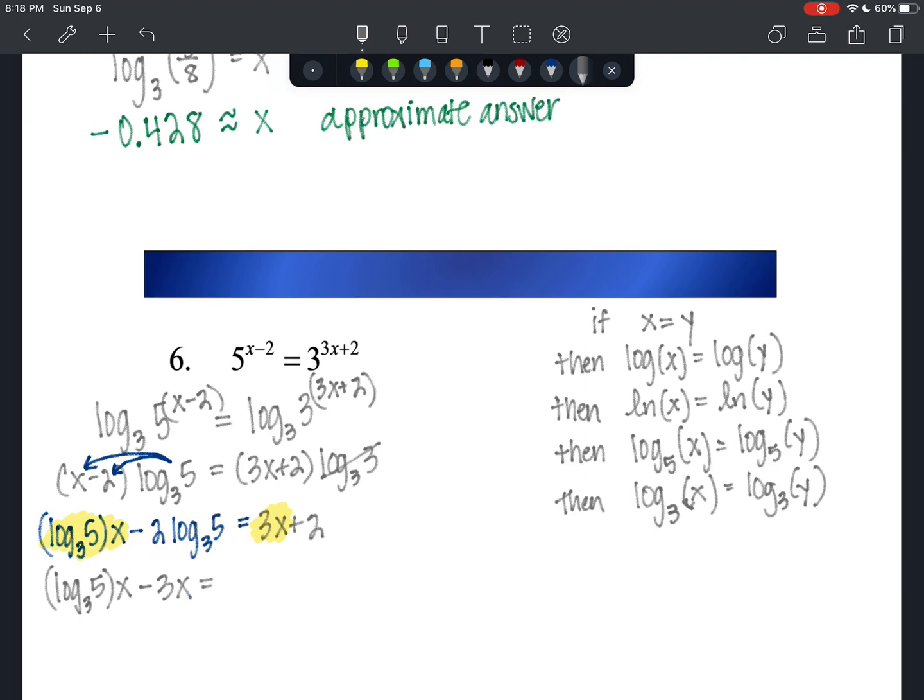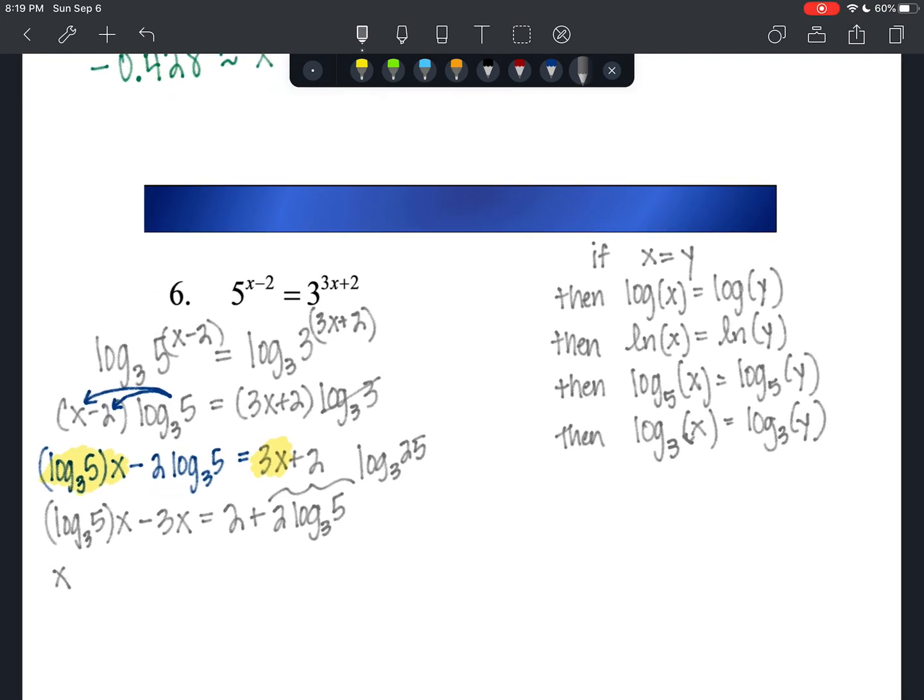And I'm going to add 2 log base 3 of 5 to the other side. Now 2 log base 3 of 5 is the same thing as log base 3 of 25. So we could simplify that by making it log base 3 of 25.